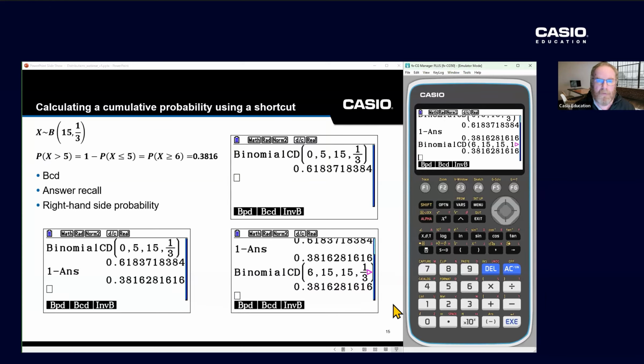Okay, so there you go. That's the shortcut. You can do left-hand side, you can do right-hand side probabilities, you can even do central probabilities between bounds. Quite handy there. You don't actually have to do a 1 subtract a left-hand side probability, as you may have been doing using the scientific calculator. You can see that the calculation is a lot easier to perform.